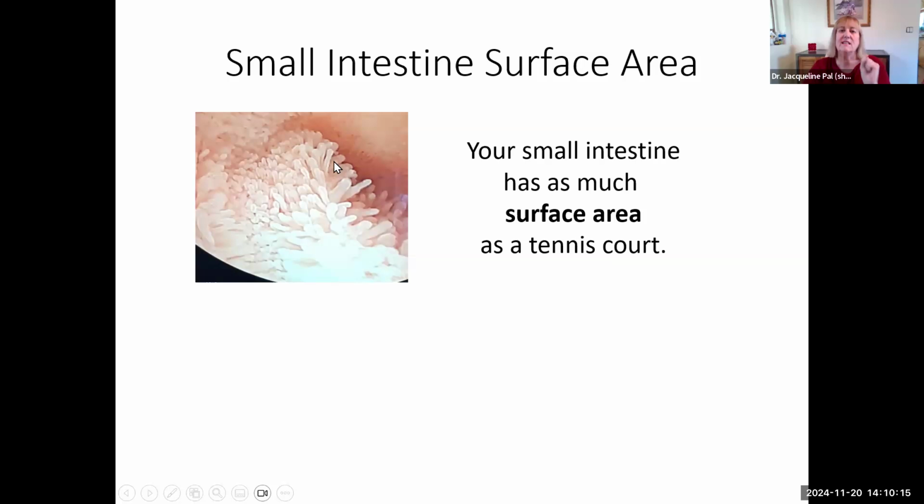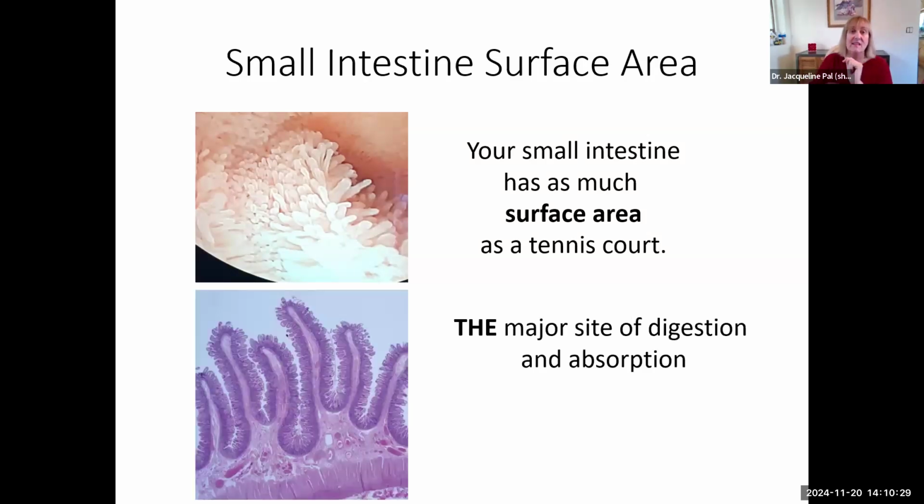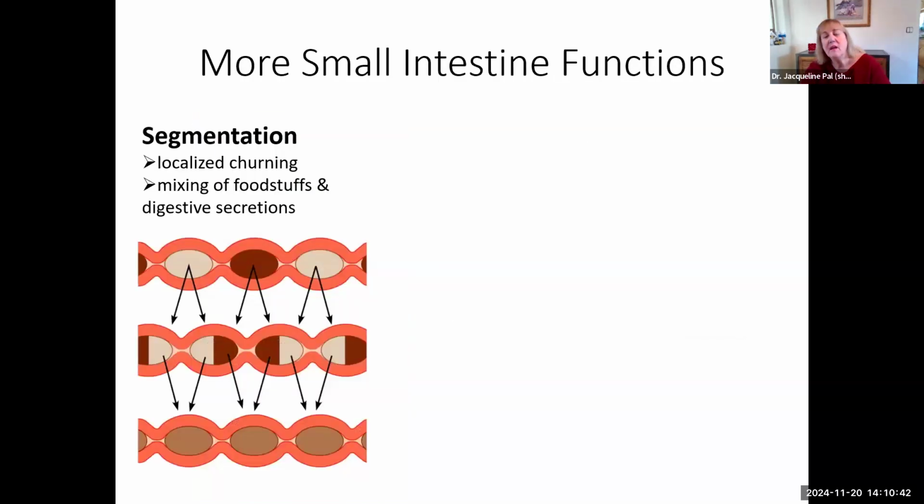Your small intestine has as much surface area, not 18 feet by 4 inches wide, but a surface area of a tennis court. And that is why this is the major site for digestion and absorption, because there is a huge surface area. Okay, so a couple more functions.